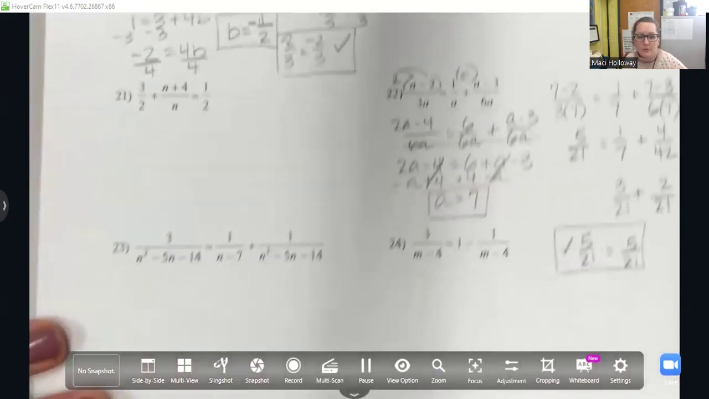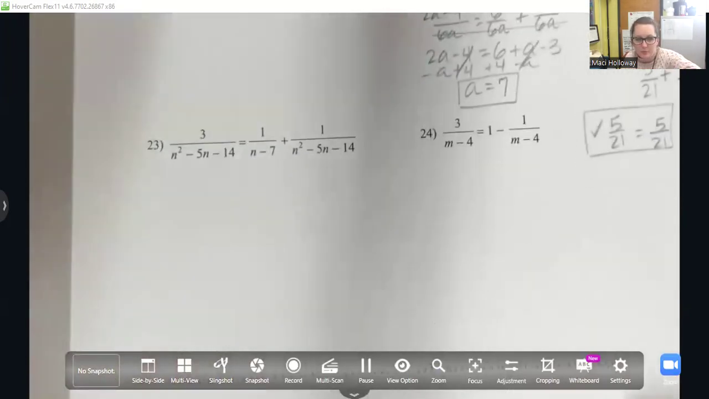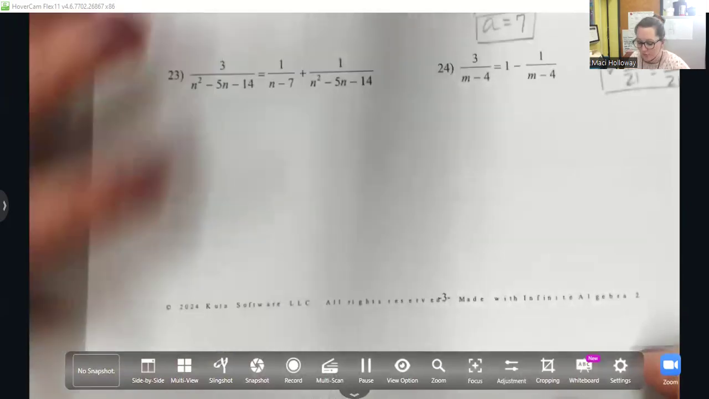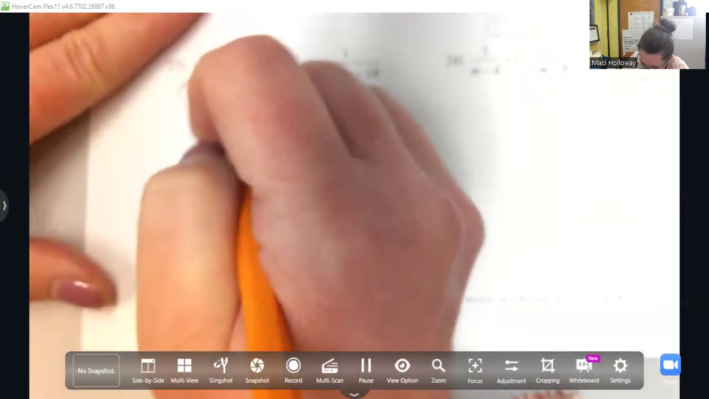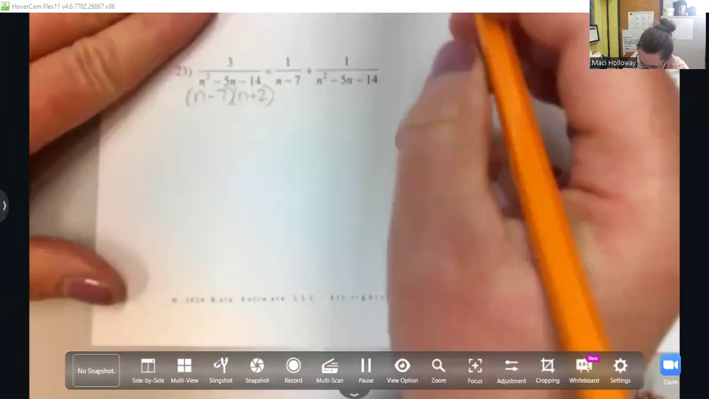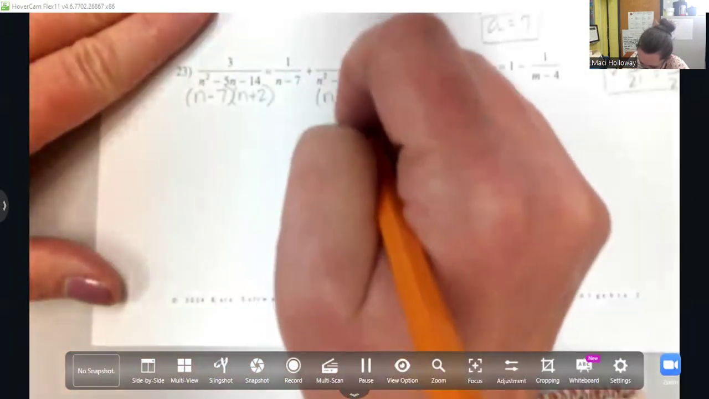Okay, let's do a more difficult one. How about this one down here, number 23? Looks like we have a great amount of room to do this. I'm going to factor first. This is n minus 7 and n plus 2. Same thing over here.